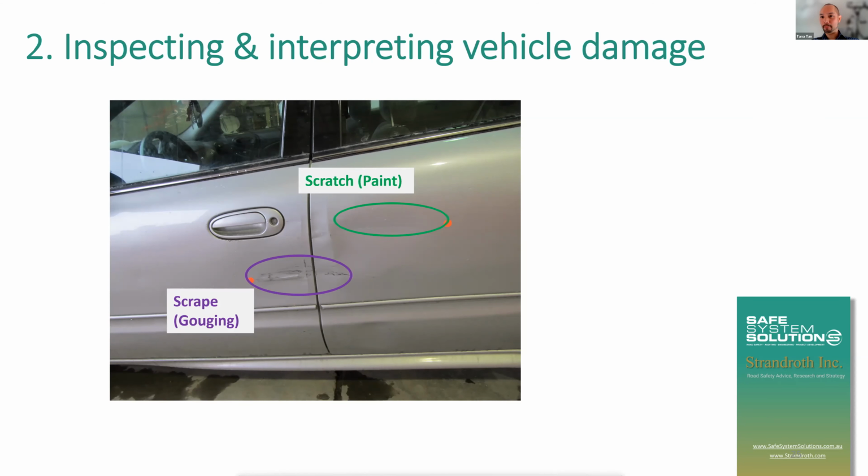Ken, you've popped up again. Yes. Now there's a few questions coming in, and I can't quite remember whether you cover this in more detail, but a number of people are asking for the specific difference between crush and intrusion. Sorry, and the difference between crush and deformation.